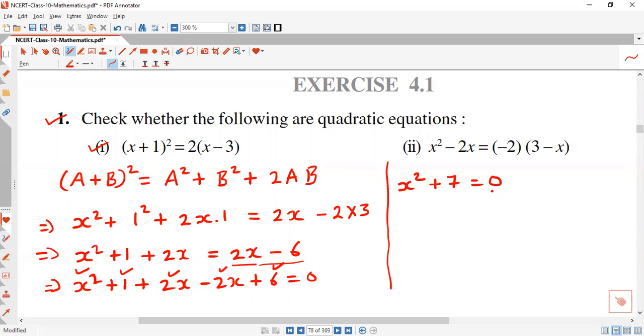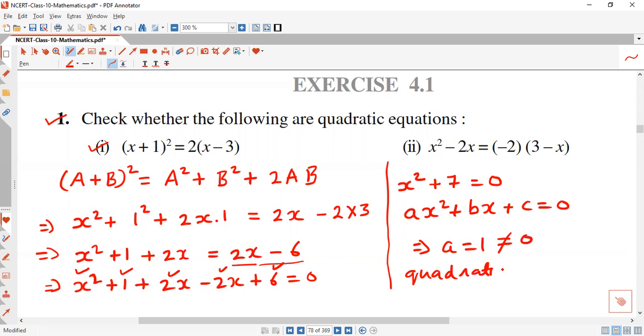Now, you compare this with the standard equation of the quadratic, ax square plus bx plus c equal to 0. Then you find that a equal to 1. Okay. And this is a quadratic equation. So that's why it is a quadratic equation. A equal to 1, that is not equal to 0, quadratic equation. Means the only thing is that this term x square must be part of the quadratic equation.